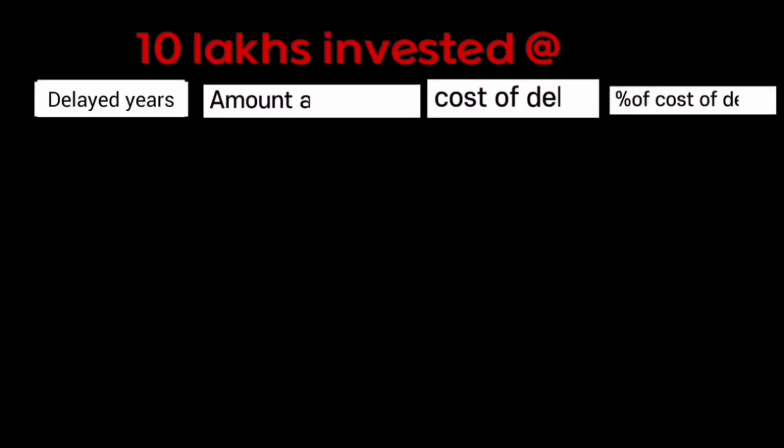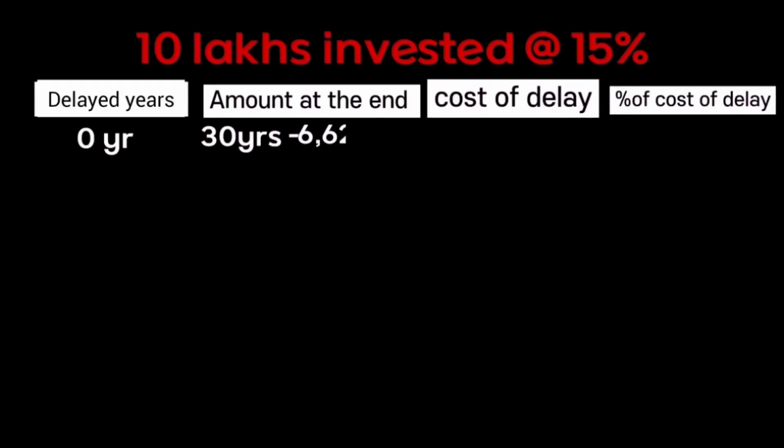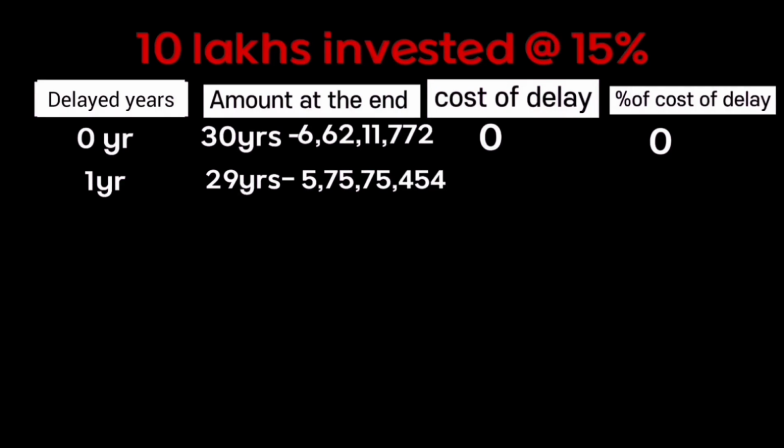Now we have seen how 1% has impacted our investments. Now let's see what is the impact of 1 year in our investments. For that, let's assume an investment of 10 lakhs at 15% CAGR for 30 years. 10 lakhs invested for 30 years at 15% CAGR becomes 6 crore 62 lakhs 11,772.